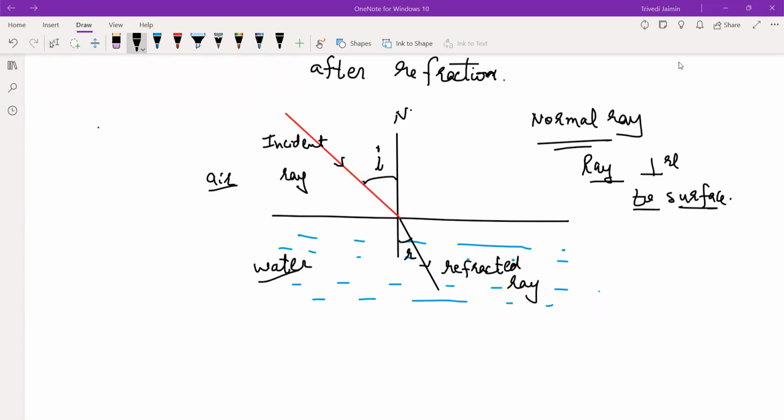So what is angle of incidence? How can we define angle of incidence? The angle between incident ray and normal. Yes, the angle between normal and incident ray. Then what will be the angle of the refracted ray? The angle between the refracted ray and normal. Exactly. Fine.